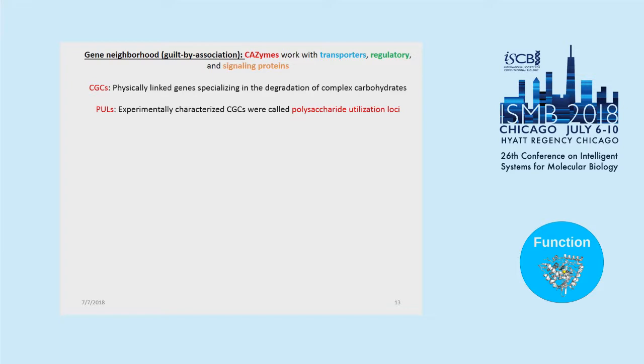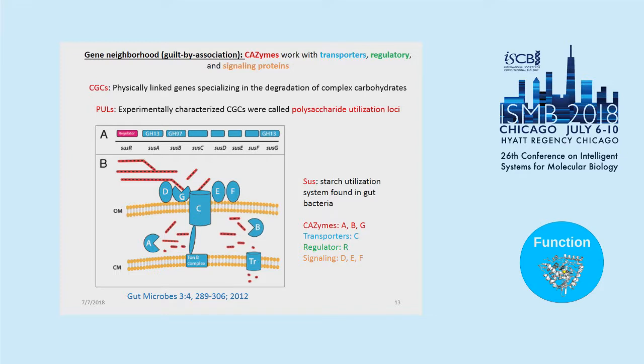So in experimental study, they actually call CGC as PUL, polysaccharide utilization loci. So here's one example. This is the starch utilization system characterized by Jeff Gordon's lab in 2006. Shown on the top, there is a gene cluster or PUL with 8 genes. The first gene actually encodes a regulator, which regulates the expression of all the genes.